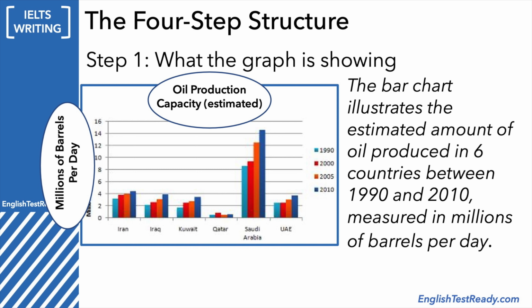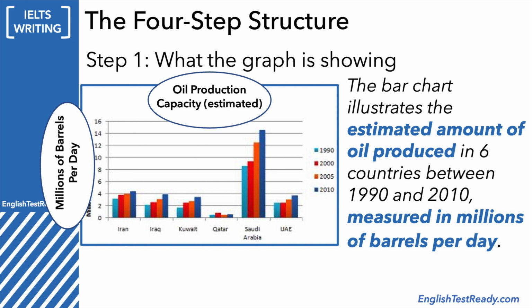So as you can see, it mentioned those 2 points very clearly: estimated amount of oil produced and measured in millions of barrels per day. I also talked about the 6 countries and between 1990 and 2010. This is a good opening because it mentions all of the key points in the bar chart and shows the examiner that you understand what the chart is all about.